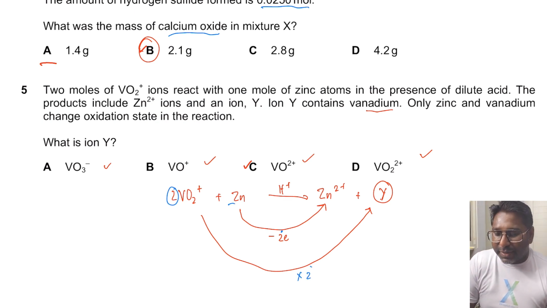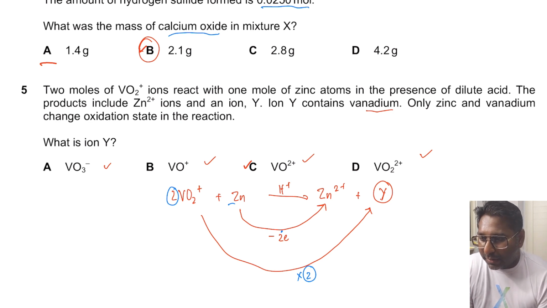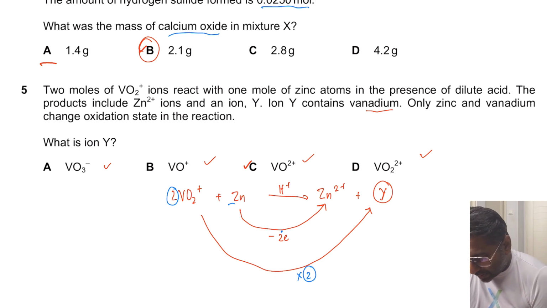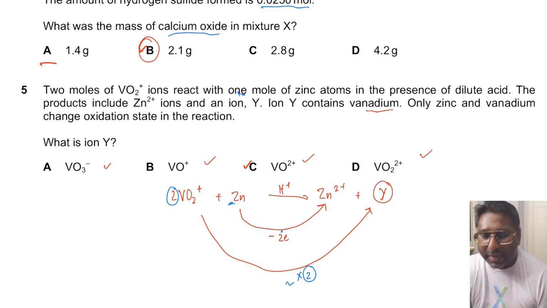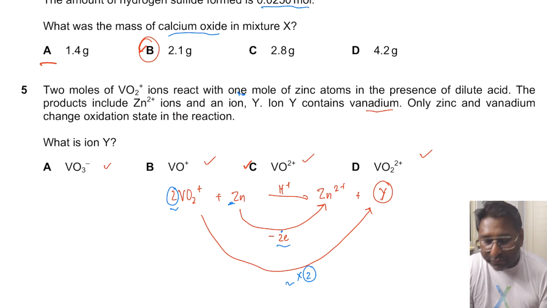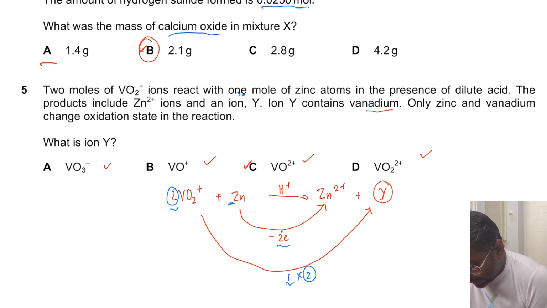Why do they times by 2, or any number? Because they want to make it the same number of electrons. The amount of electrons lost must be the same as the number of electrons gained. So if something times by 2, and we know this is 1 mole, it means must be 2 electrons being lost only. So what times by 2 gives us 2 electrons? Of course you can see it's 1. So this is going to be a gain of 1 electron.